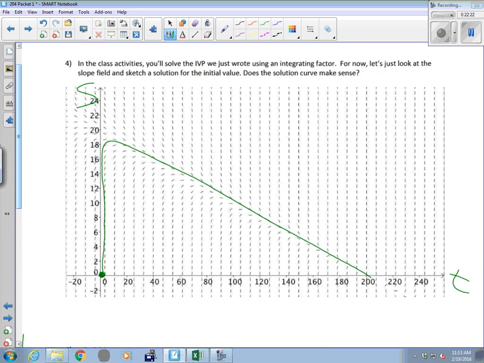All right, so that's it for the lecture part. You guys are going to start on your activities, solving for salt using integrating factors.